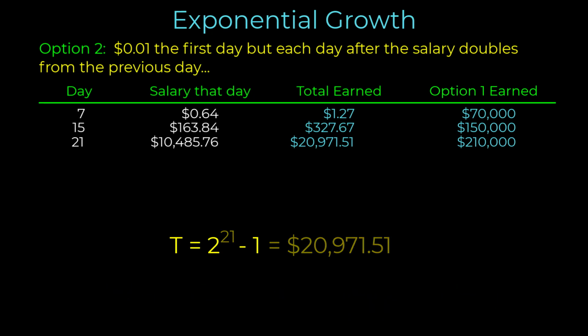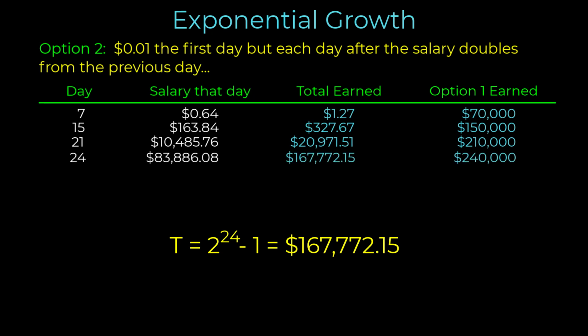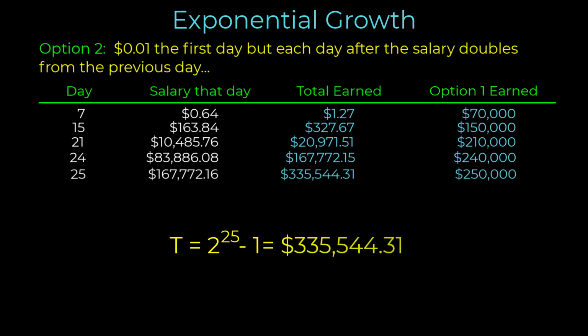Let's look at day 24. The total earnings for option 2 are $167,772.15. That's a little over $70,000 behind option 1. Day 25 gives us $335,554.31 for option 2. That's $35,000 more than the option 1 people will earn by the end of the month.